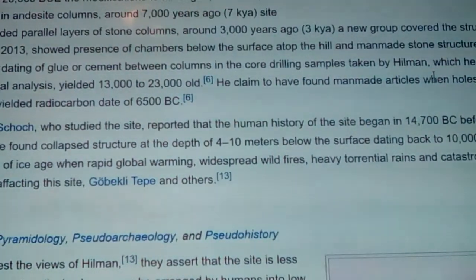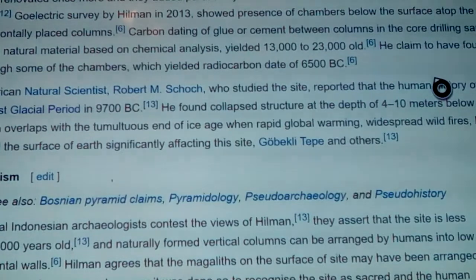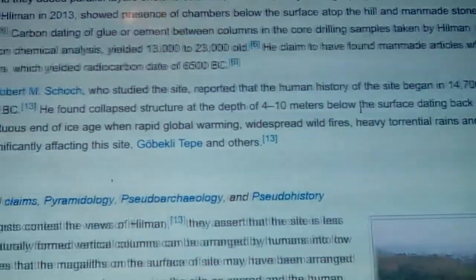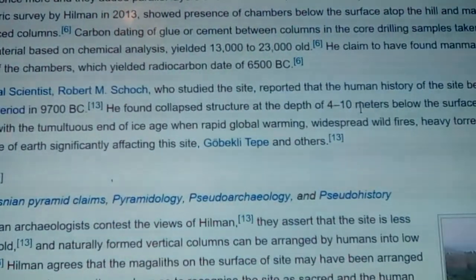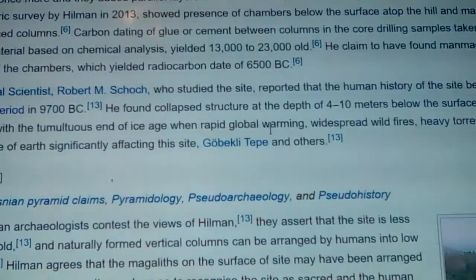In the core drilling samples taken by Hilman, which he claims is not a natural material based on chemical analysis, it yielded 13 to 23,000 years old in different samples. He claims to have found man-made chambers, which yielded radiocarbon dates of 6,500 BC, and that's in that other chamber that they found. Now, that got Schoch interested, who studied the site, and he reported that the human history of the site began at 14,700 BC by his datings, before the end of the last glacial period in 9700 BC. So 9500, 9700, they're going about that, but 14,700, he won't go near 20 or 23. Well, he didn't know about that drill. They didn't do that. That's whenever they did the other ones.